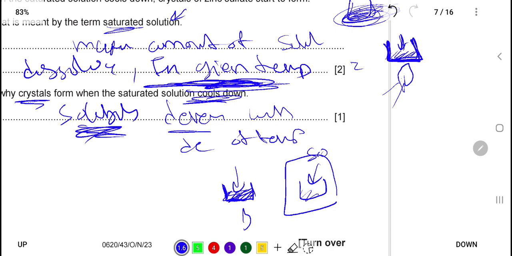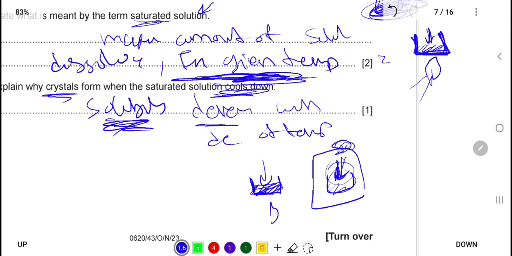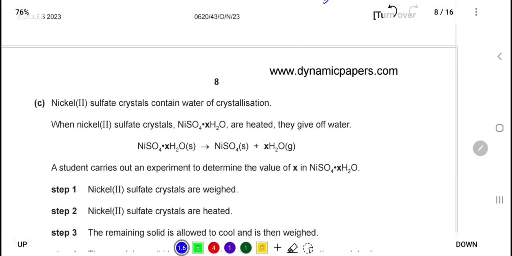It means that it won't allow any more solute to be soluble in it anymore. That's in the possibility of being cooled down. But at a higher temperature, it will allow more solute to be soluble in it, so it will dissolve and make it less saturated, okay?